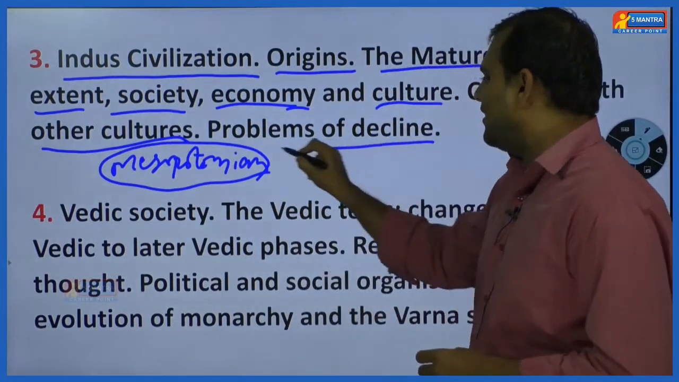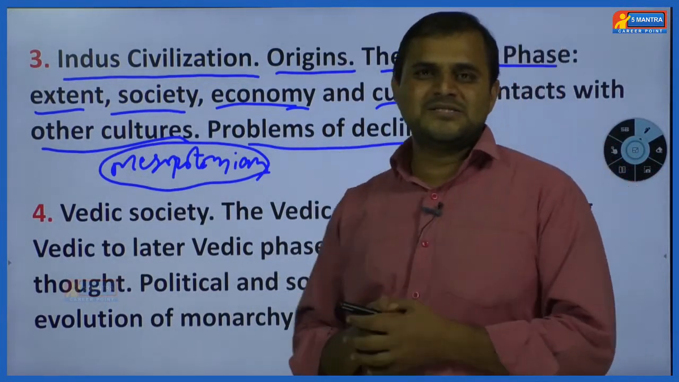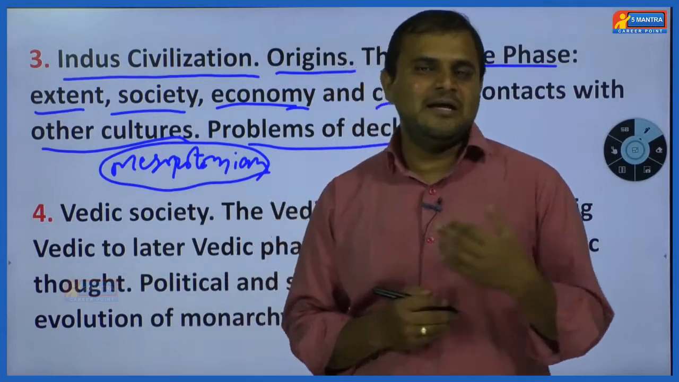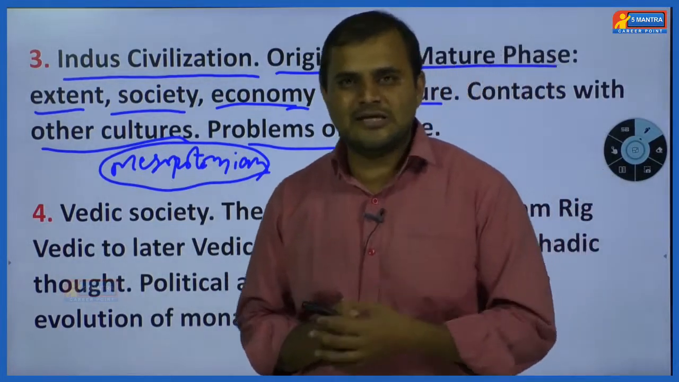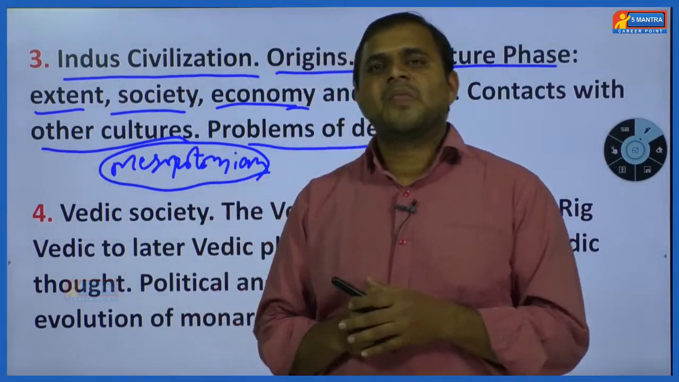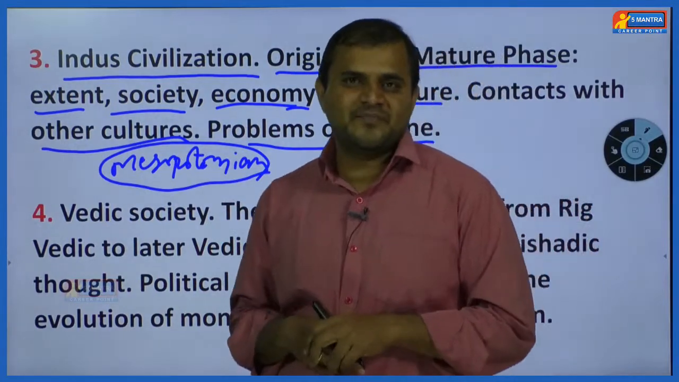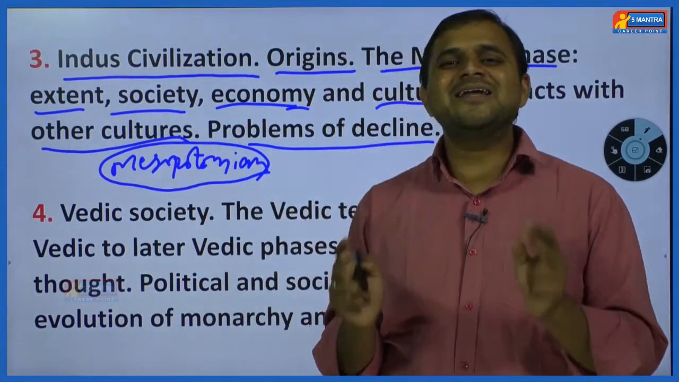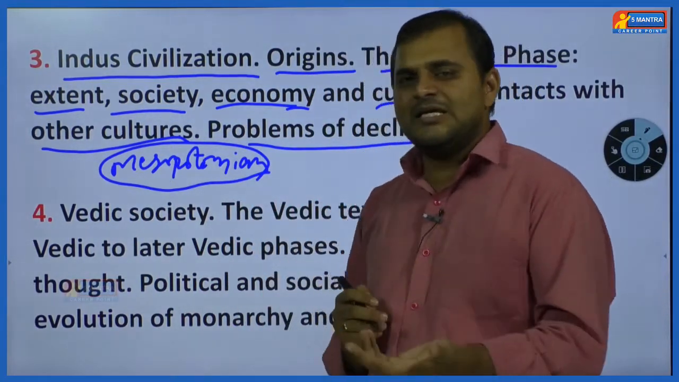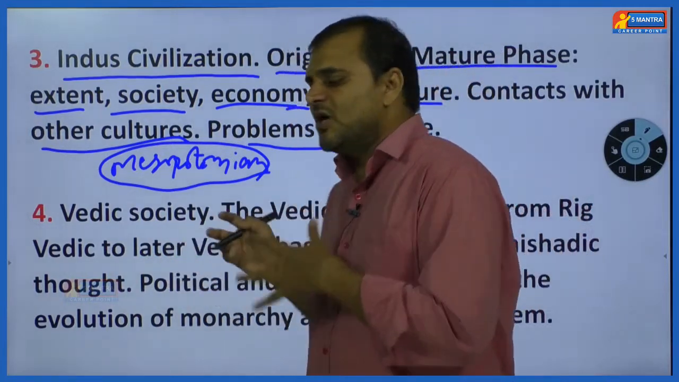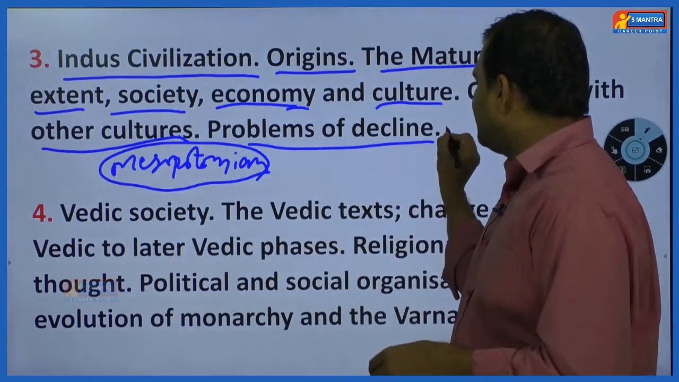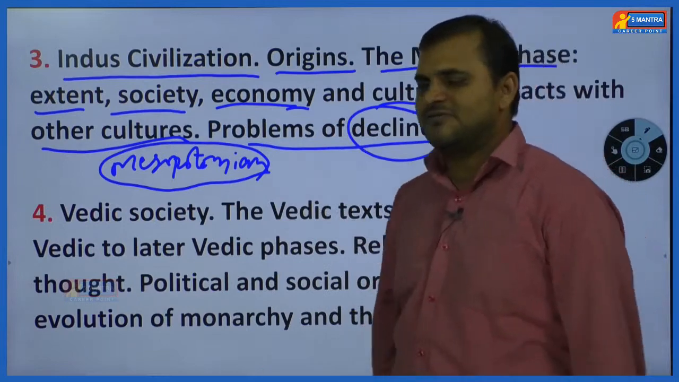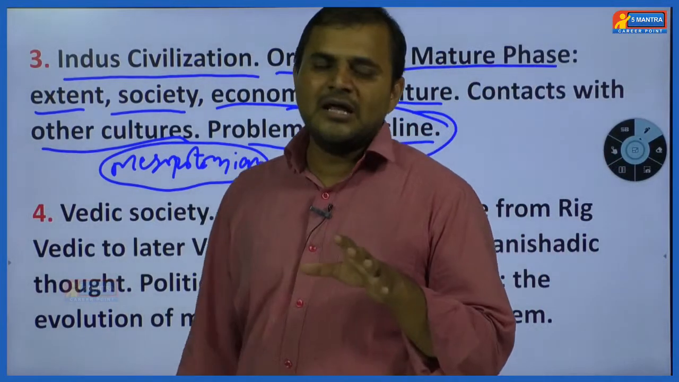And problems of decline, okay, and floods theory, Indus floods theory, or earthquake theory, or deforestation theory, or Aryan invasion theory. These theories explained in this chapter to describe decline of Indus Valley civilization.